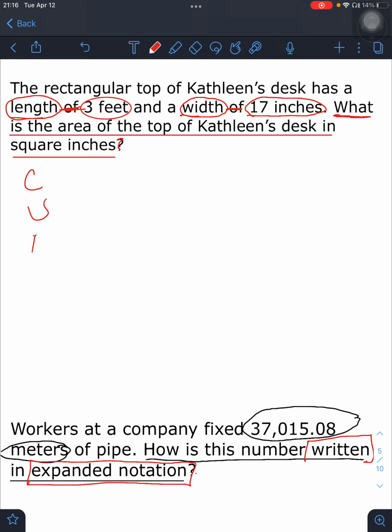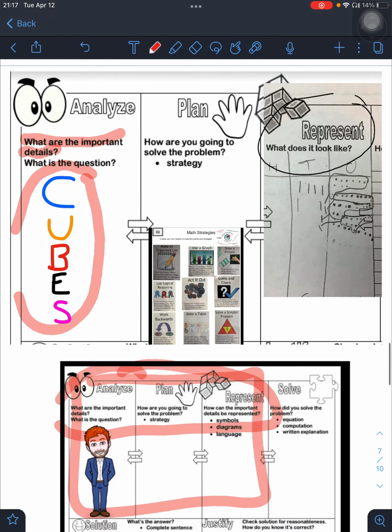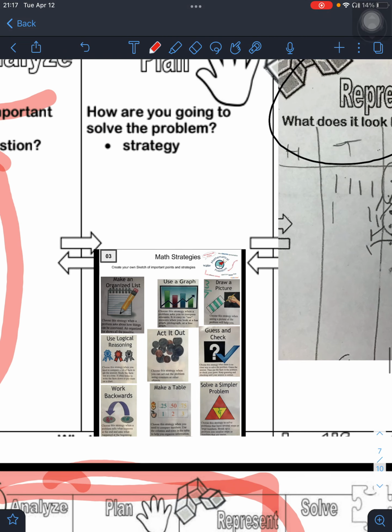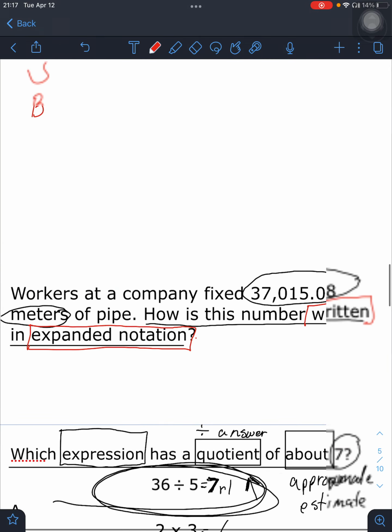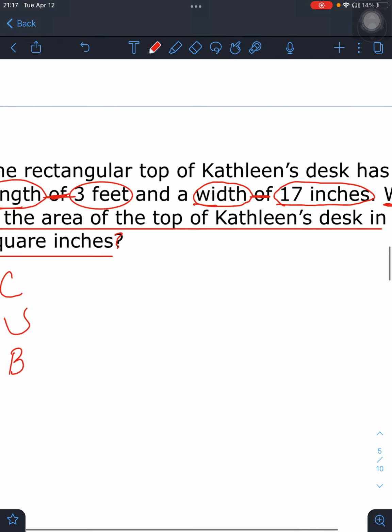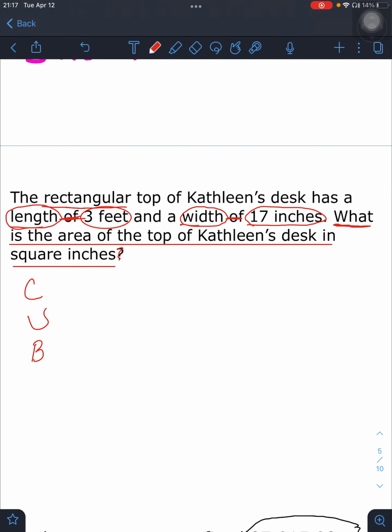Okay. Next, we're going to place a box around the key points of information that are going to help us create our plan, the strategy that we're going to use. Okay. So here we have a rectangular, that's a piece of information that we need to know. Very important.